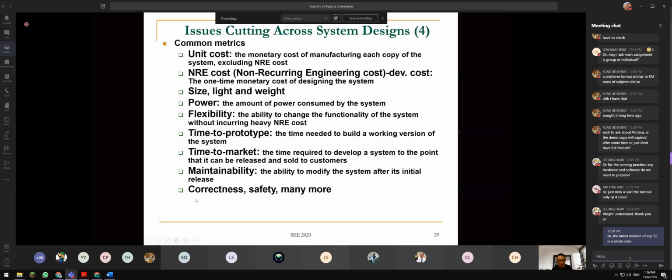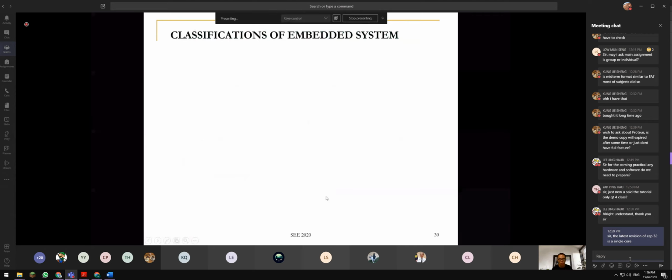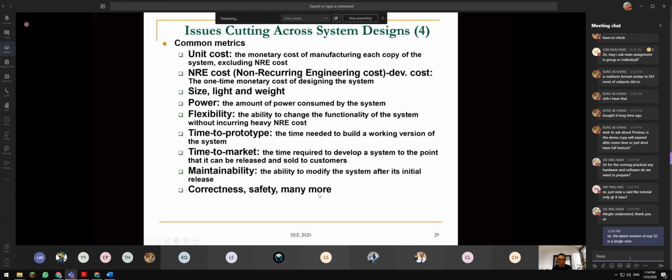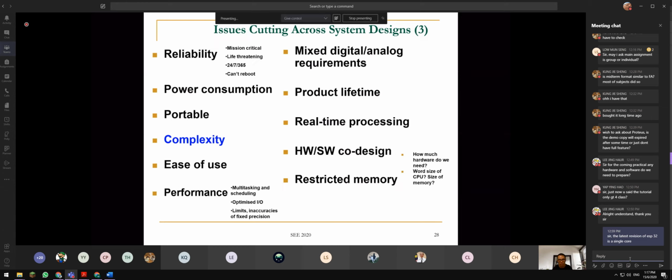Just for information. Maintainability, the ability to modify the system. Safety and many more. All these things you need to consider before, let's say, you're given a specification or a project. If you want to hit the market, you are not doing research. Research is another issue. If you want to hit the market, you have to consider all this.